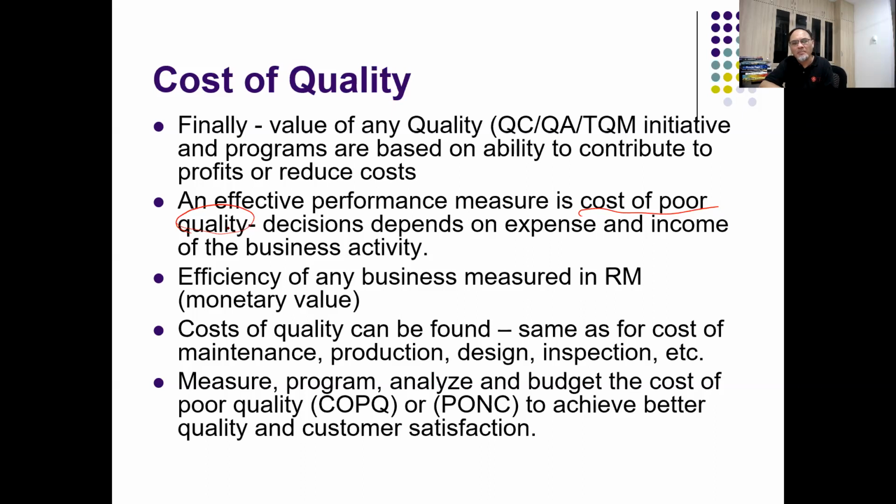another investigation. So these are costs. Efficiency of any business is measured in ringgit, and cost of quality can be found, can be investigated, can be determined, same as cost of maintenance, cost of production, and so on. So we need to actually measure cost of poor quality. We call it COPQ or PONC, P-O-N-C, price of non-conformance, so that we achieve better quality and customer satisfaction.